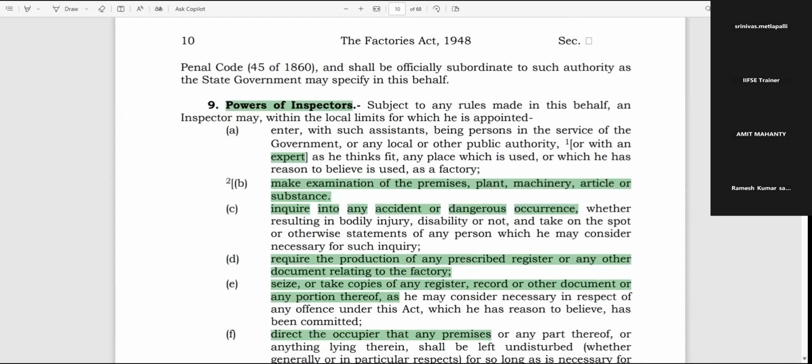Then we have powers of inspectors. So what are the powers which the inspector holds?